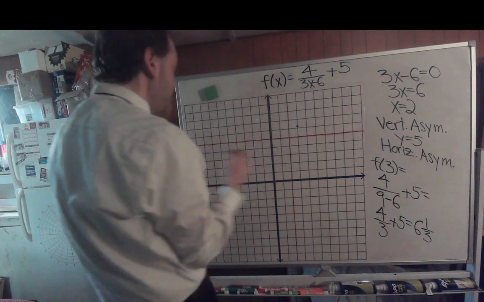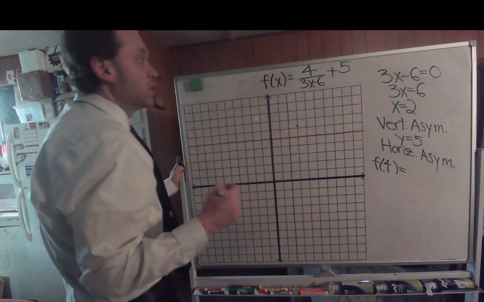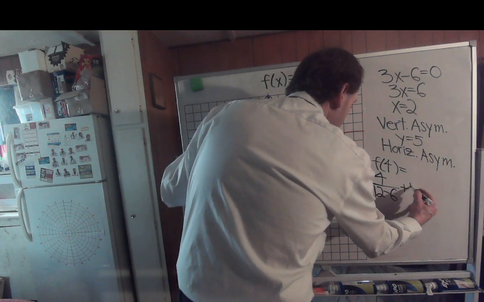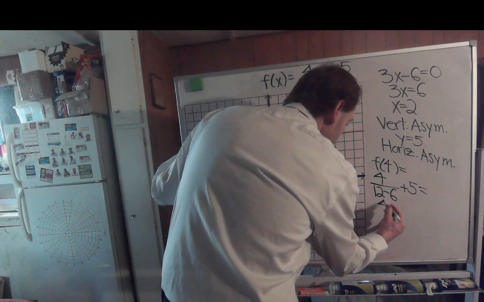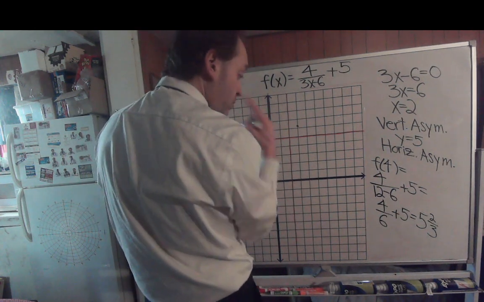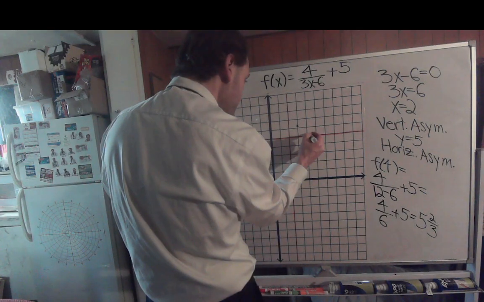All right, now, basically you're just going to have to plug in a few values here. So what about when we take f of 4, when x is 4? So this would be the same as 4 over 12 minus 6 plus 5, which equals 4/6 plus 5. Well, what's 4/6? That's 2/3. So that's going to give you 5 2/3. So when x is 4, you'll end up getting 5 2/3.